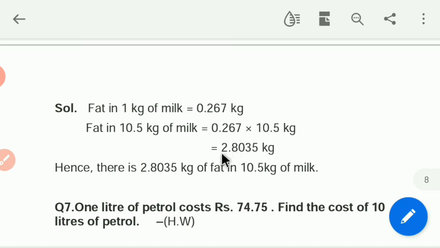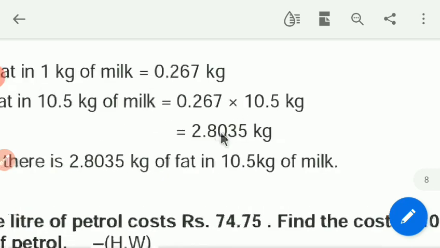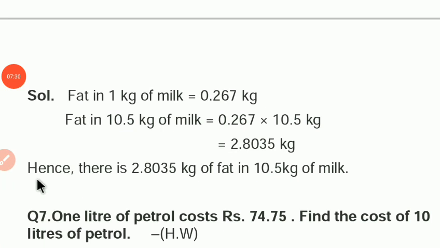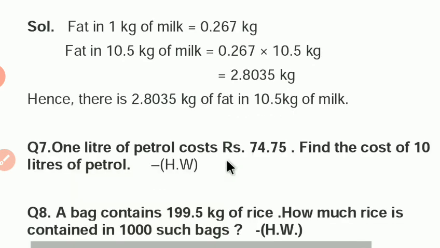If we multiply this, we'll get 28,035. Now count the digits after the decimal. How many digits are given here? 3. 1, 2, 3, and here only 1. So 3 plus 1, 4. In the answer after 4 digits, you have to put the decimal point. 1, 2, 3, 4. Hence, there is 2.8035 kilogram of fat in 10.5 kg of milk.